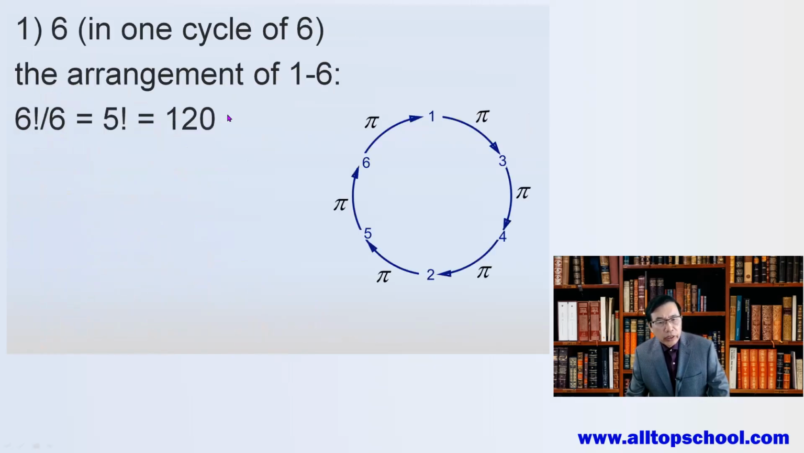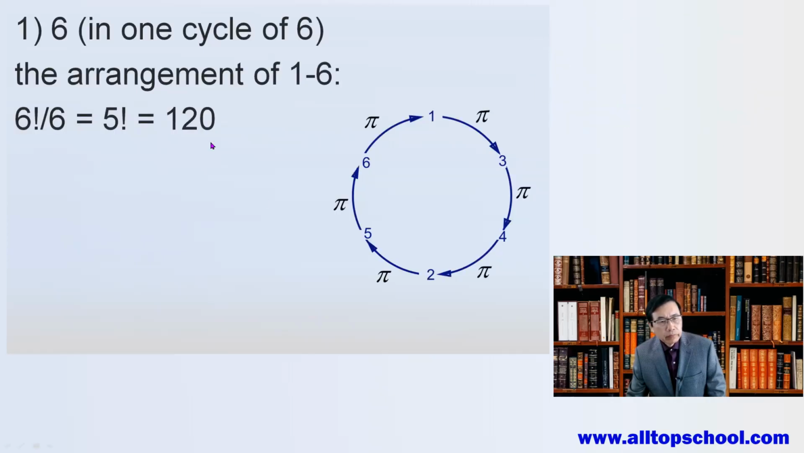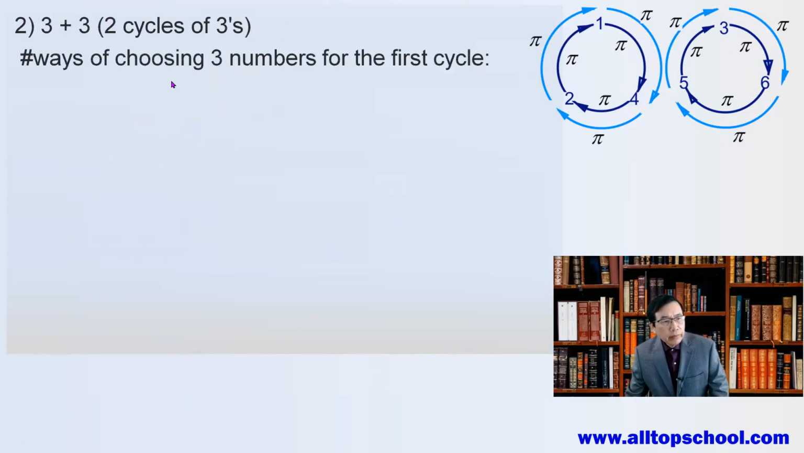So we're going to do one at a time. For the 6-cycle, the arrangement of 1 to 6 will be 5 factorial because it's a circular arrangement: 6 factorial over 6, which is 5 factorial. That's 120.